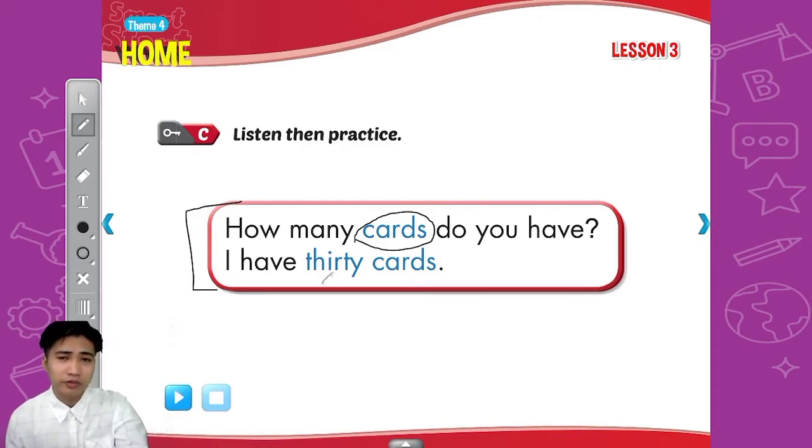How many marbles do you have? How many dolls do you have? The answer depends on the situation or on the given example. The example here is, I have 30 cards. Don't worry, we are going to practice some more for our useful language. Let's see what's next.